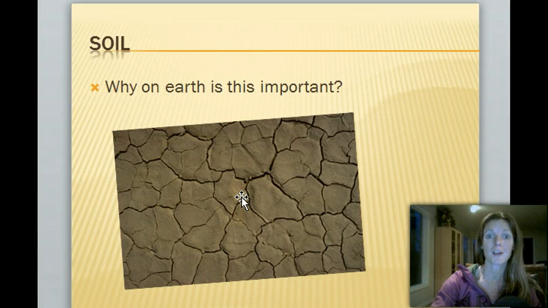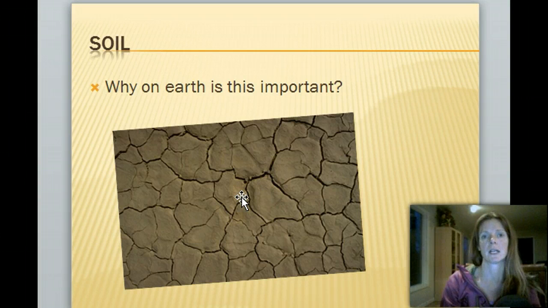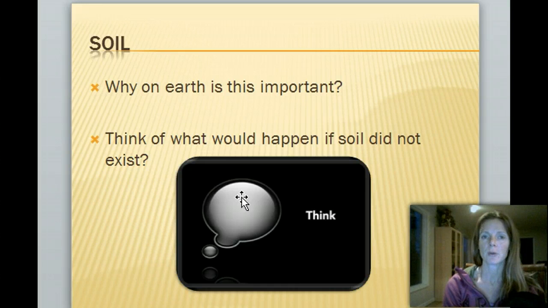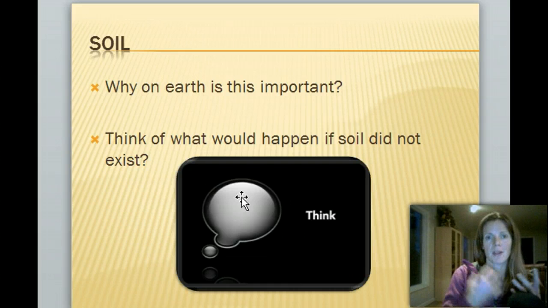Okay, so why on earth is soil important? Think about it. Soil is everywhere. And sometimes we just take that for granted and we're like, yeah, we got soil, we can grow whatever we want. We don't even think about it. But what happens if soil didn't exist? What if all the soil kind of went away? I don't know what our ground would be filled with, maybe rock, but nonetheless, if soil didn't exist, it would change everything. Pretty much everything that we own, that we eat, that we wear, that we use, has been grown in the soil at some point.